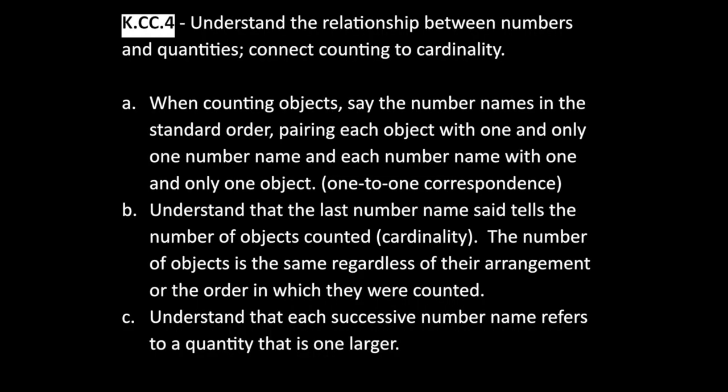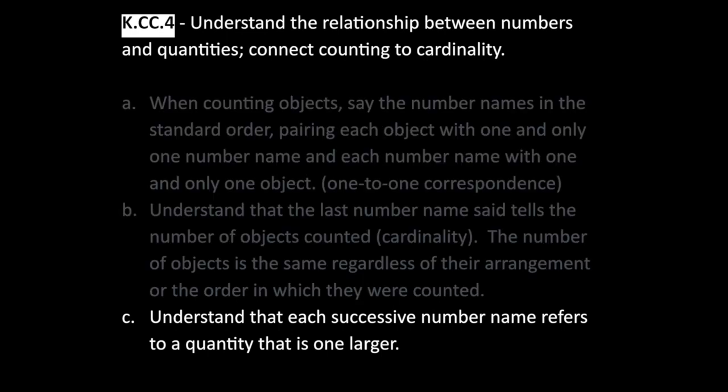So there you have it. We've talked about this whole idea of one-to-one correspondence or tagging, and the idea that cardinality means the last number in the count sequence describes the quantity in the set. The one part that we haven't discussed yet is this third element, and it's that students should understand that each successive number name refers to a quantity that is one larger. As students are counting, we want them to see that as their numbers increase, so too does the quantity that's in the set. Here we can see as students are counting up from 0 to 3, each time the number name changes, we add one more to the set.